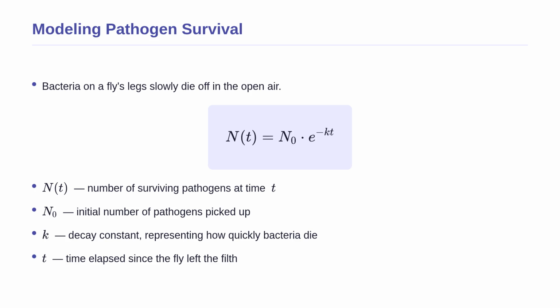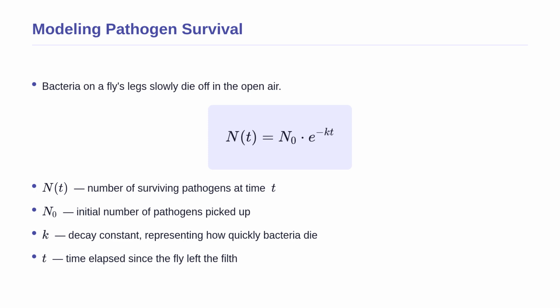This biological reality leads us to an important mathematical question. How long do these pathogens actually survive on the fly? When a fly leaves a contaminated area, the bacteria on its legs do not survive forever. They slowly die off due to drying out or ultraviolet sunlight. We can represent this survival over time using a standard exponential decay formula.